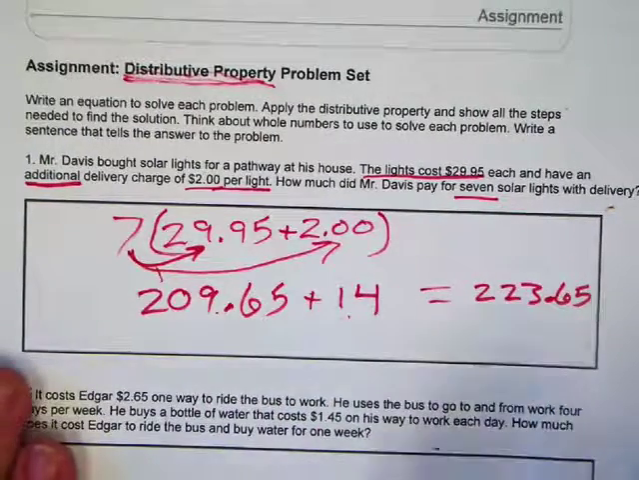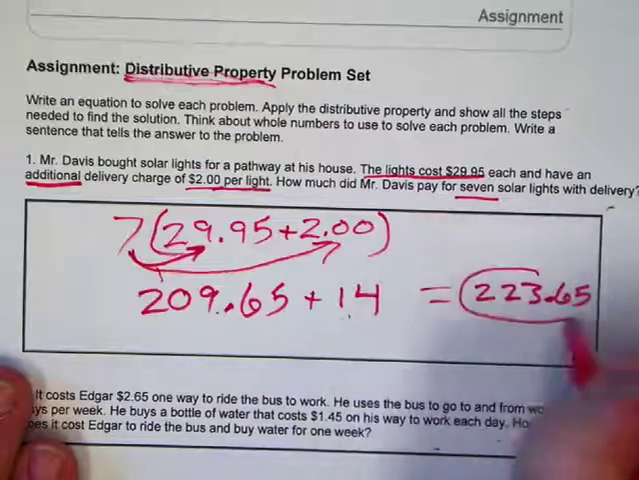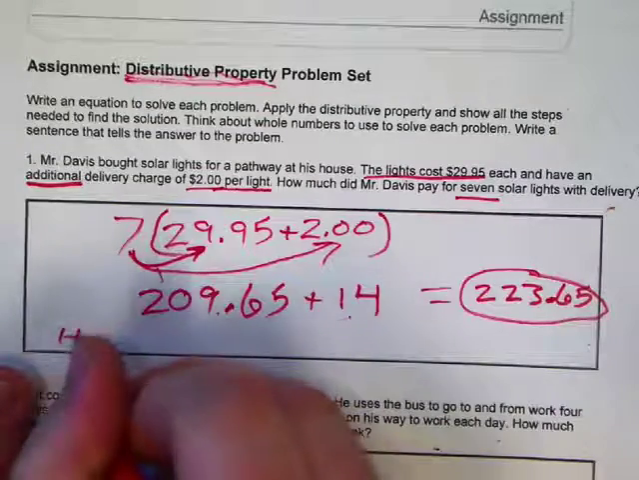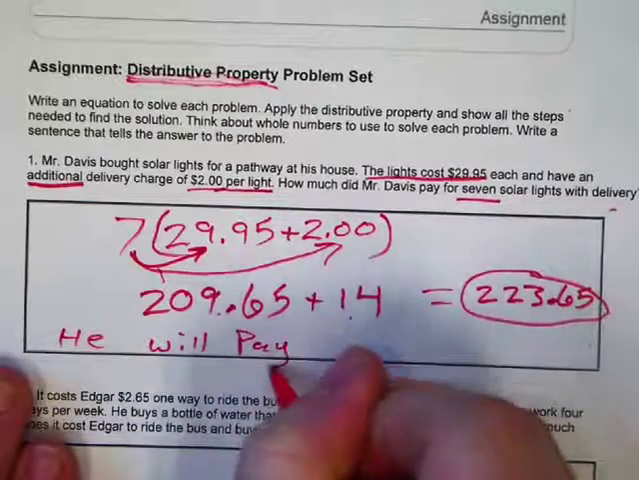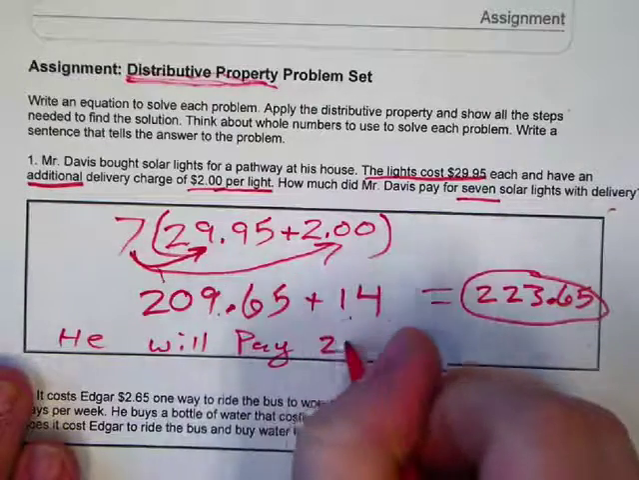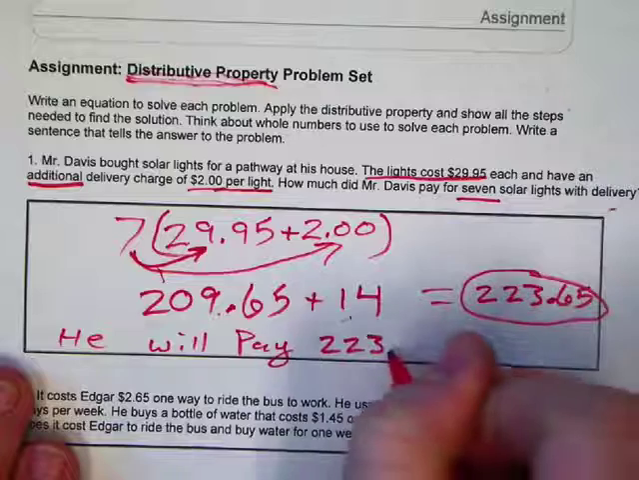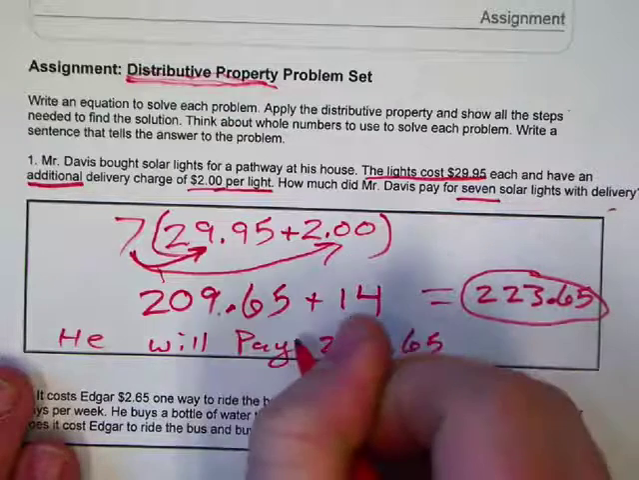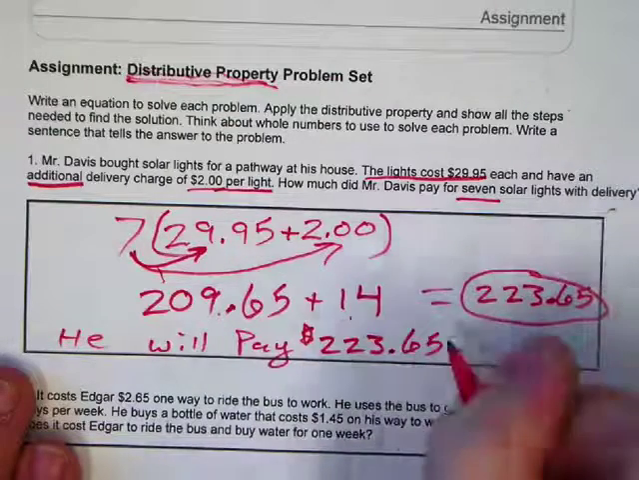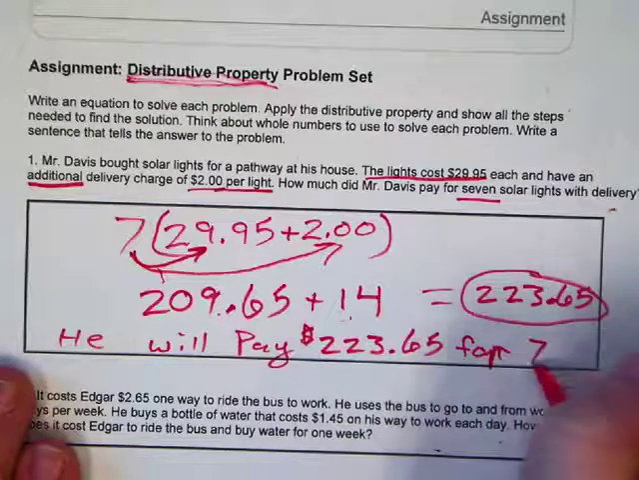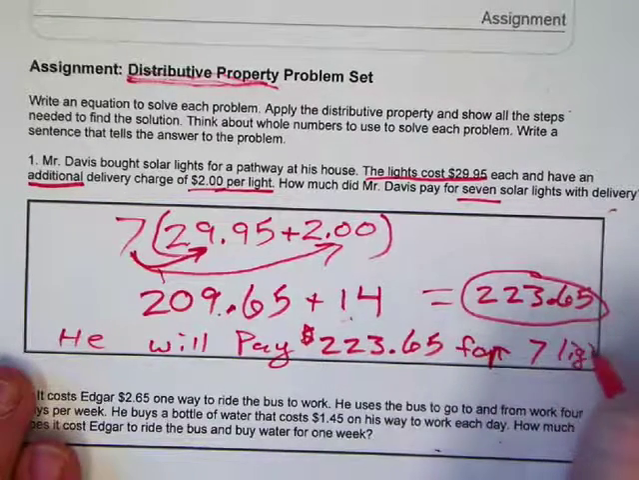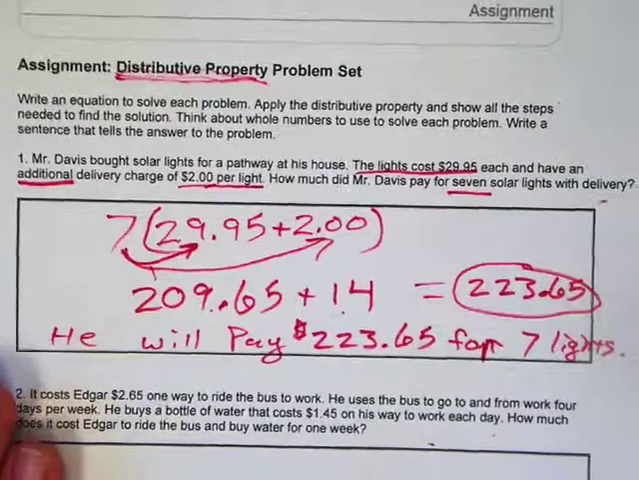So now it says write a sentence. Okay, he will pay $223.65 for 7 lights. And then you're done.